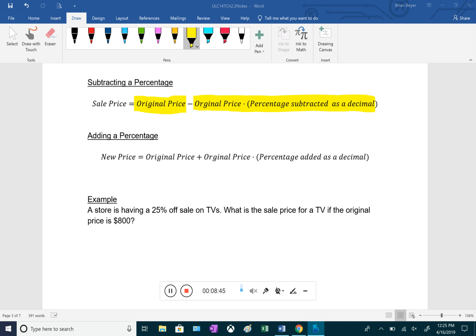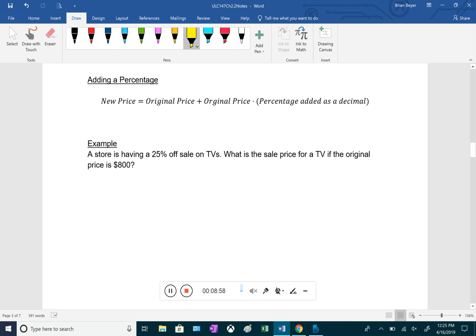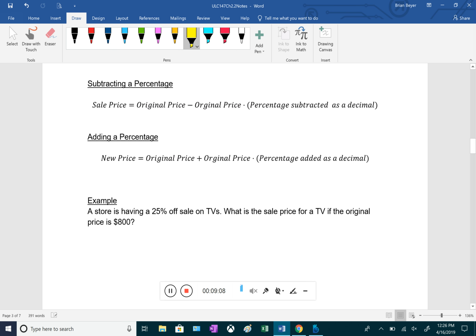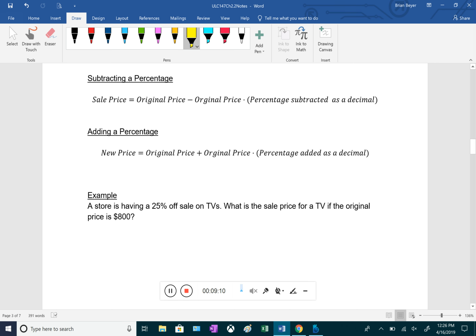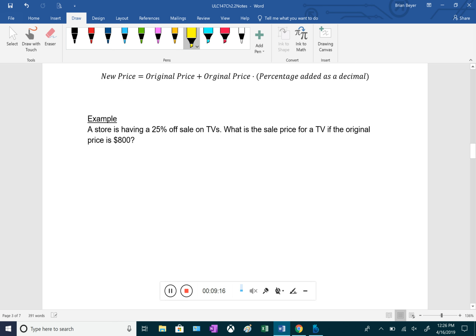So just remember that we're converting percents to a decimal. You have to move the decimal 2 to the left. So to find a percent of a number, you multiply the decimal form times the original price. That's going to equal the sale price. If we're adding a percentage, it's going to be the original price plus the original price times the percentage. And that'll give you the new price. So we're either adding the percentage or subtracting it. Same exact equation, one's addition, one's subtraction. Okay, so let's see an example here.